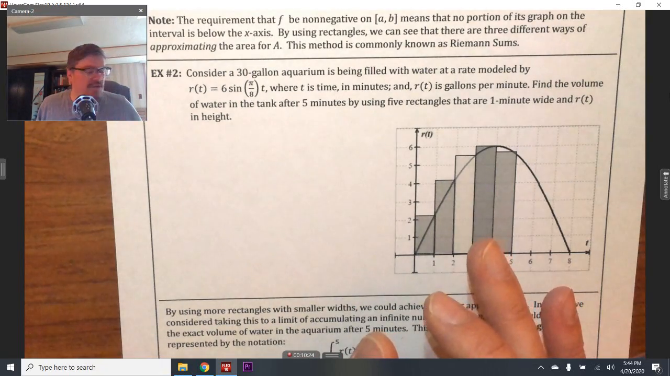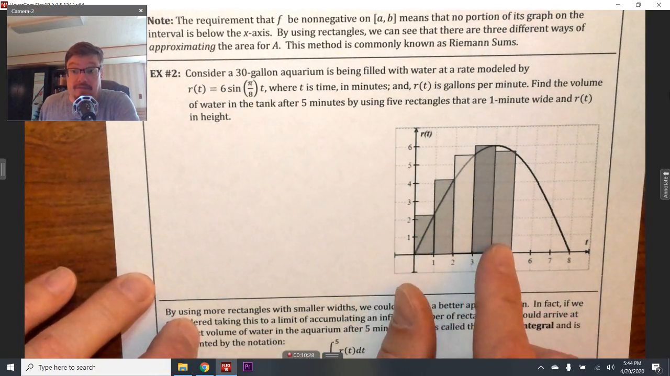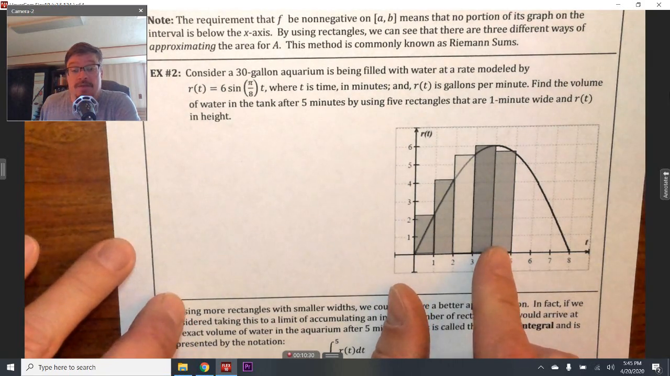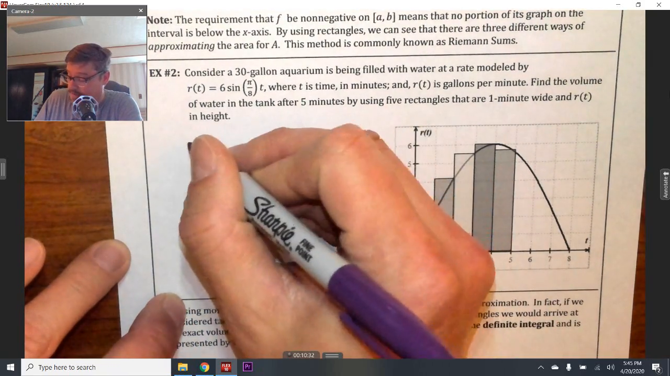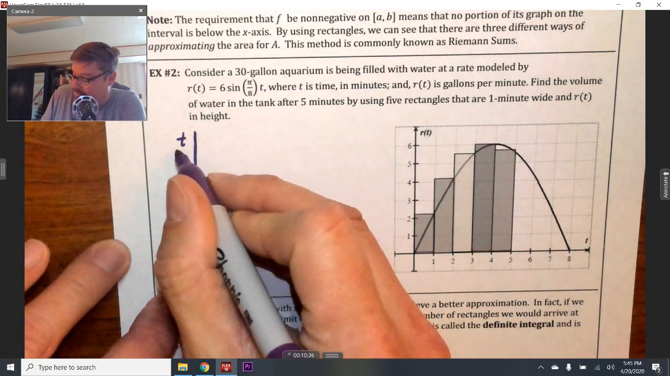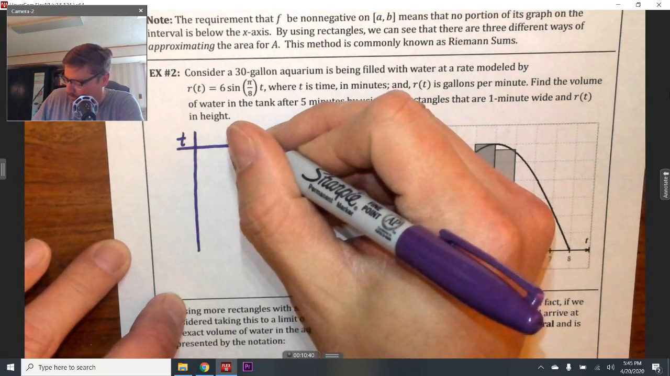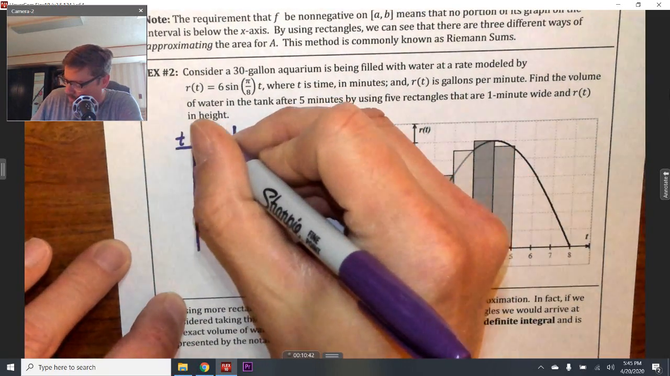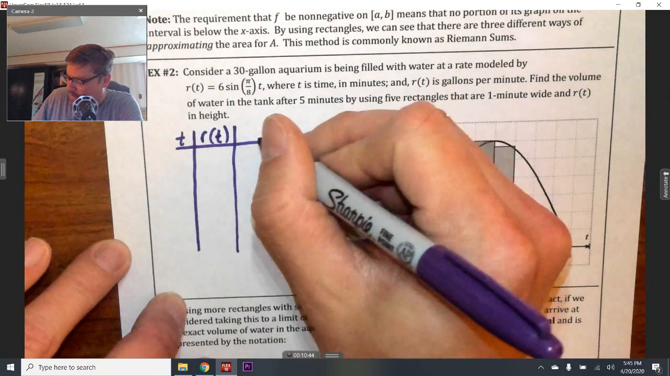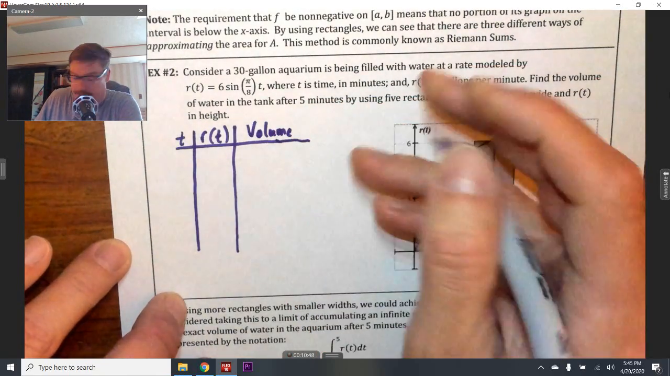Okay, so I have the 5 rectangles here. Okay, so let's see here. Let's make a table. Here's the time, here's r of t, and then this is actually going to be the volume at a given time. Okay?